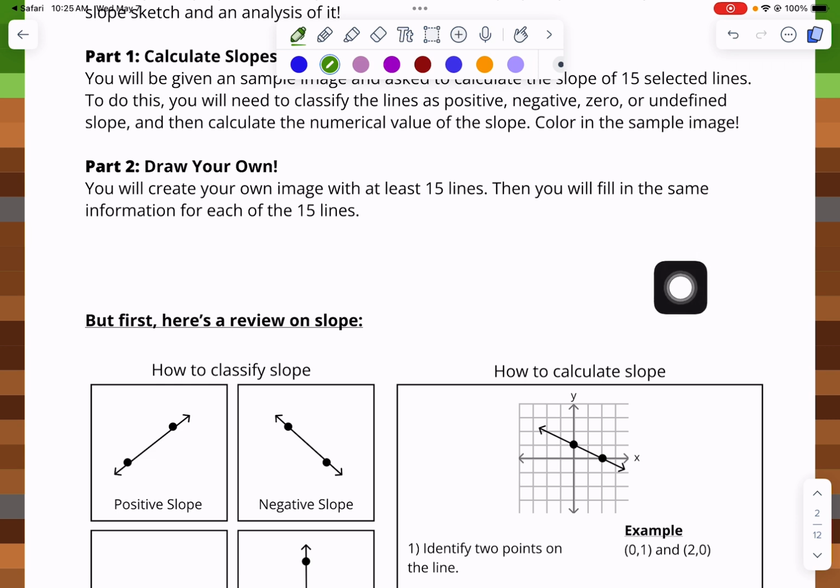I'm not going to put out crayons today. You are maybe next time, but if you want to color it yourself. But basically what I want you to do today is just calculate the slope, classify it of the given image, and then you are going to start creating your own image. So the next time we meet, you will have that opportunity to color them.